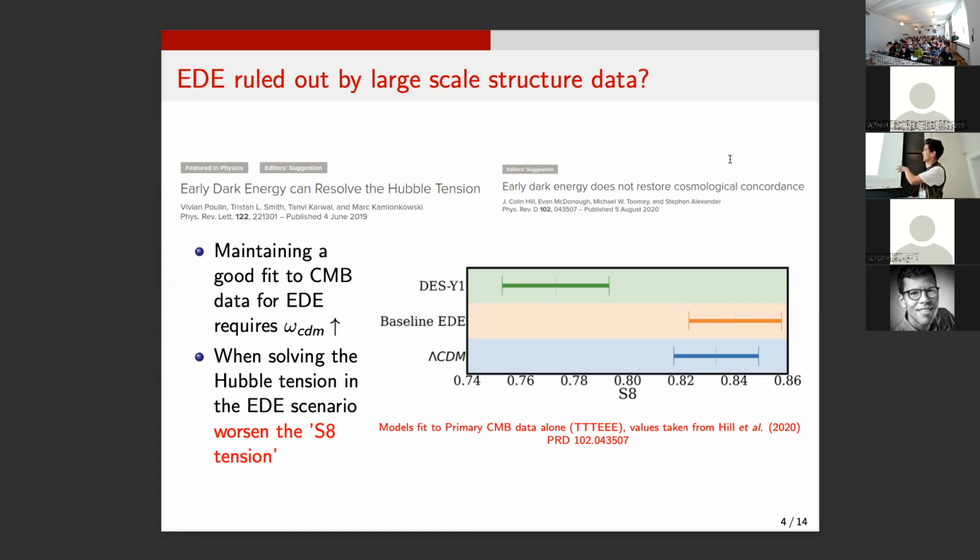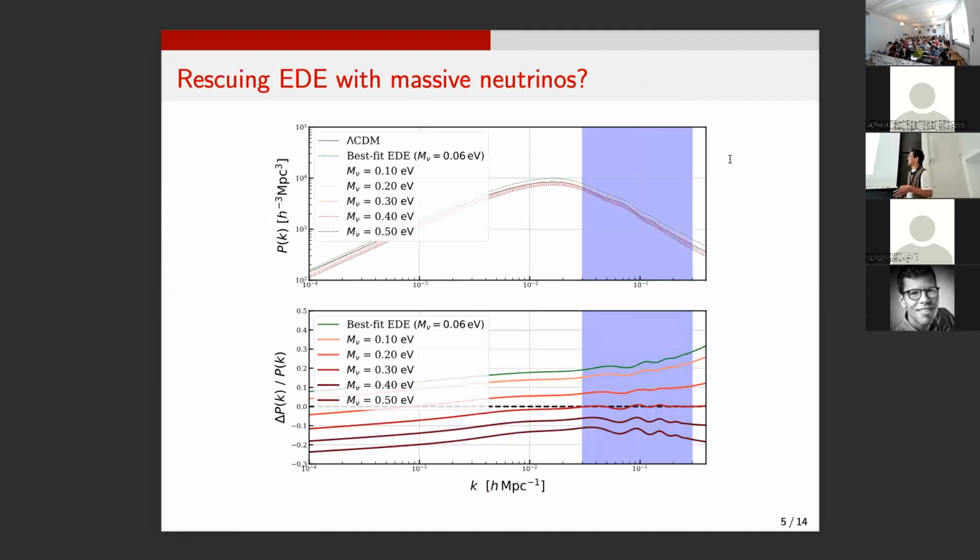And there's already an S8 problem in lambda CDM, which you can see from this plot here. So I should just explain, in the green band, we have a direct measurement of S8 from a weak lensing survey. This is Dark Energy Survey year 1. And in the orange and blue bands, we have the S8 parameter you infer when fitting either a lambda CDM or an early dark energy model to CMB data. And you can see there's already a problem in lambda CDM, and we make it a little bit worse in early dark energy. And that's basically why this paper argues that early dark energy doesn't work and is ruled out by weak lensing data.